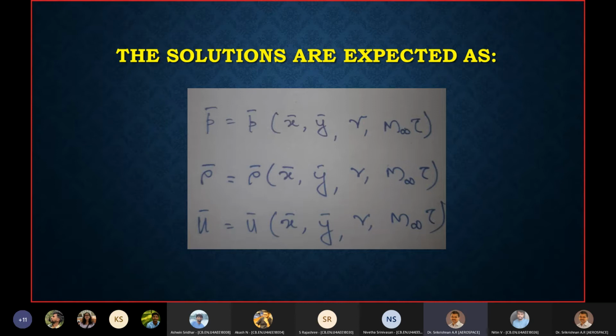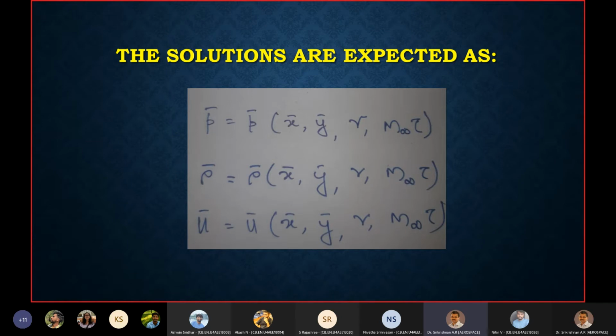tau. Why are we saying so? Because all the equations have x bar, y bar, and gamma, and in all of them we see M infinity into tau. That is the product. The boundary conditions are in terms of M infinity and tau. So if you were to actually solve them, each of them will be a different function. It's not that they are all the same function. P bar will be a function, rho bar will be a different function, and obviously u bar will be a different function also. But they will all have the same independent variables: x bar, y bar, gamma, and M infinity tau.